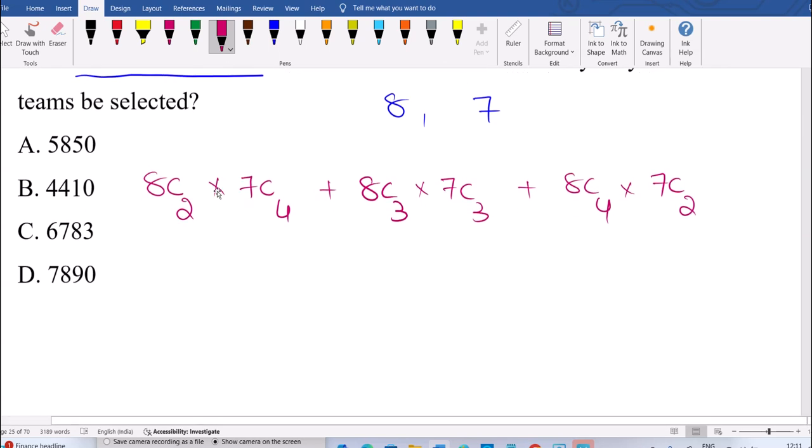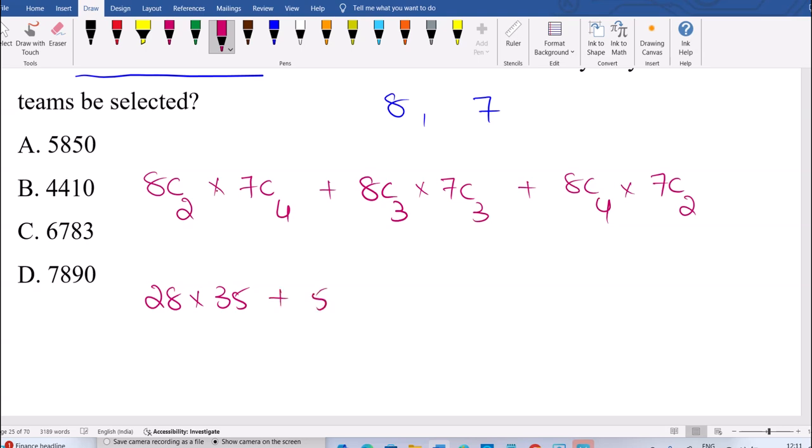Now, 8C2, 8 into 7 by 2, which is 28. 7C4 or 7C3, 35 will come. 7 into 6 into 5 divided by 3 factorial. 8C3, 8 into 7 into 6, we got 56 there. 6 will cancel. 7C3, again 35. 8C4, 8 7 6 5 divided by 24, 2 times 70 it seems. 7C2, 7 into 6 divided by 2, 21. So all these calculations we need to do.